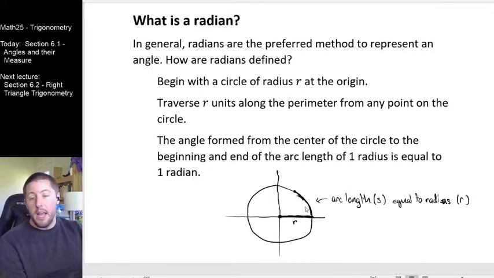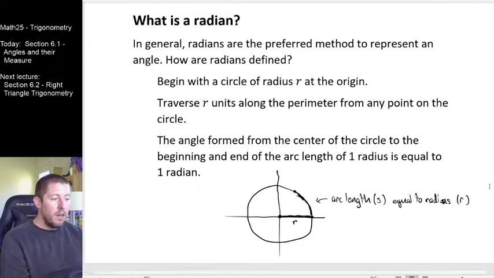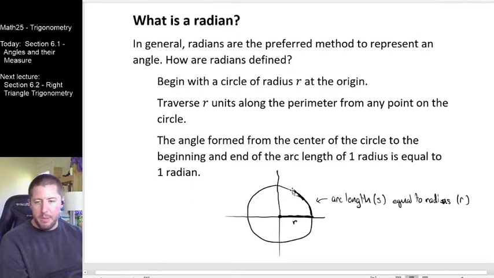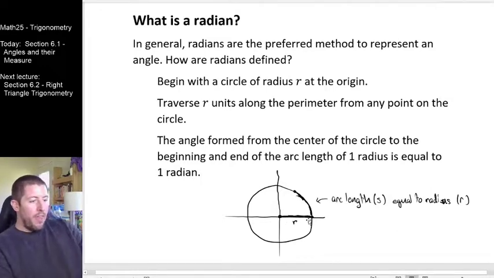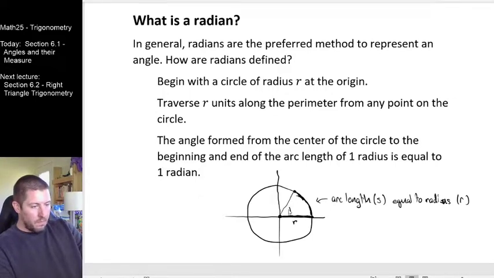I'm kind of preempting myself a little bit here. Typically, the letter S is used to denote arc length, the length along the perimeter of a circle, just a chunk of it. So this is an arc of the circle, which I've bolded in black along the edge. If the arc length that we are sweeping out with our angle is exactly the same as the radius length, then this angle that we've made, that theta right there, is exactly the definition of what we mean when we say 1 radian.